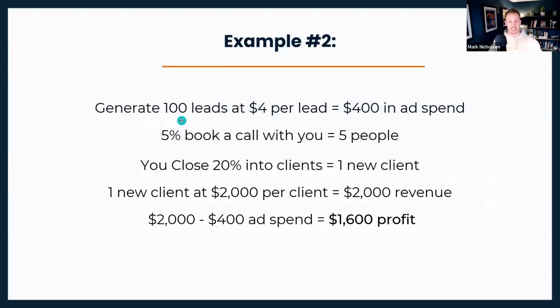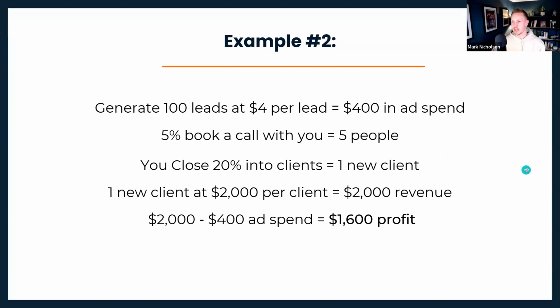Just another quick example on this next slide here. Again, we're not spending as much money this time. If we're generating 100 leads at $4 per lead, it's $400 in ad spend, still 5% book a call, still 20% close rate, one new client at $2,000, and you've spent $400 in ad spend, you've now got a profit of $1,600. Even if you've spent $1,000 in ad spend and you've made one sale at $2,000, you've now got a whole bunch of leads, you've got a system that you can scale, and you've got profit in your business. Whereas before, no leads, no system.